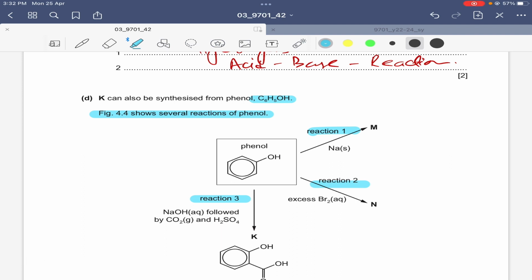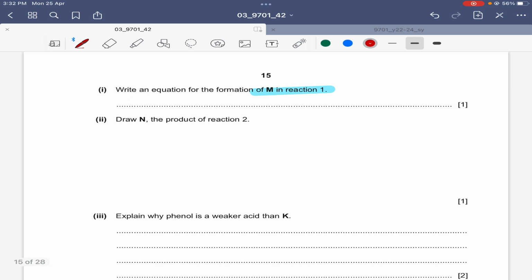So in reaction 1, we are reacting phenol with sodium, and as phenol is slightly acidic, sodium will displace the hydrogen. So the equation would be C6H5OH, this is phenol, reacting with sodium. So the H would be displaced by sodium. We get C6H5ONa plus hydrogen gas, right? And to balance this, we write 1/2 with hydrogen. So basically this is an acid-base reaction. Acid plus metal gives salt and hydrogen gas, and this is the salt.